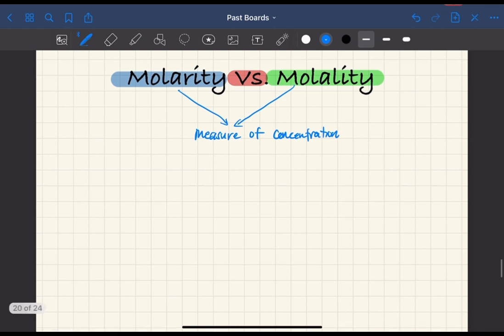So, concentration will tell us how much solute is dissolved in a given solvent.